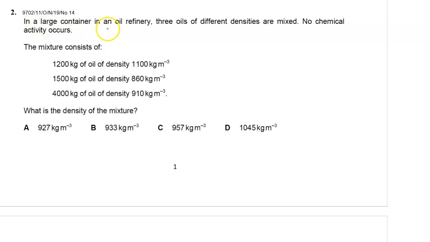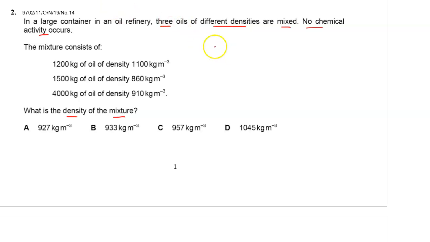In a large container in an oil refinery, 3 oils of different densities are mixed. No chemical activity occurs. They do not react with each other. We have 3 oils, and they are all of different densities, and they are mixed. The mixture consists of these measurements here: 1200 kilograms of oil of this density, 1500 kilograms of oil of this density, and 4000 kilograms of oil of this density. What is the density of the mixture? When you mix the 3, what is the density?